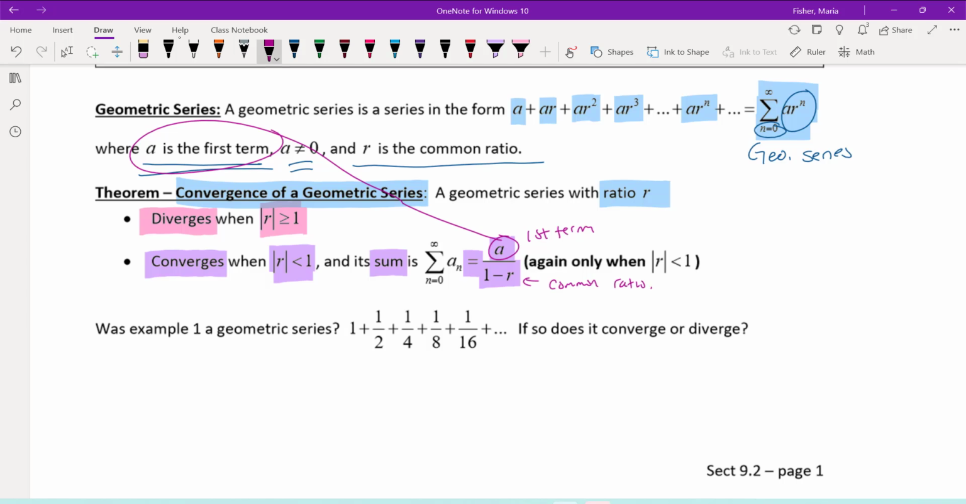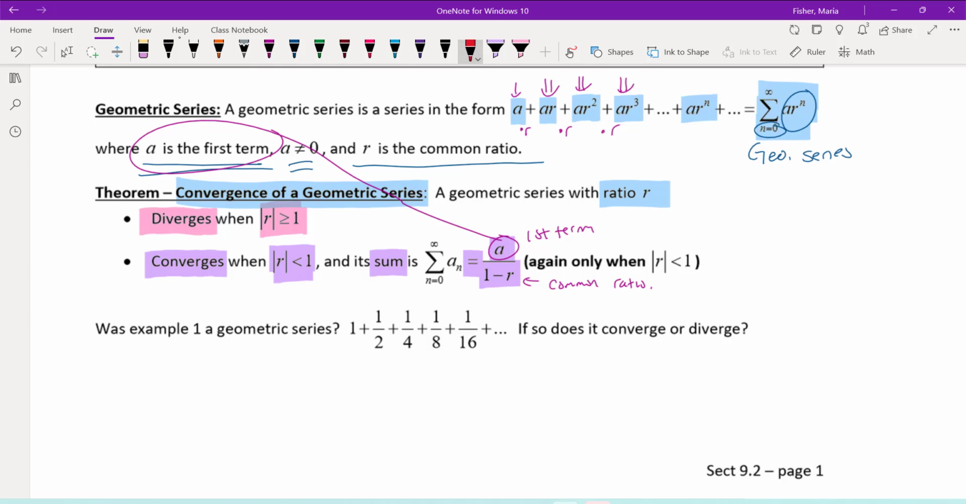So example 1, the one that we were looking at earlier, was that geometric? This is that series. Is this something that's geometric? Well, let's figure out if we have a common ratio that gets us from the first term to the next term, and then to the next term, and then to the next term, etc. So here I multiply by r, multiply by r, multiply by r, so we're multiplying by that common ratio.